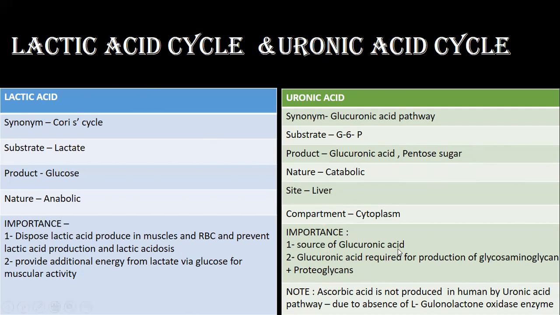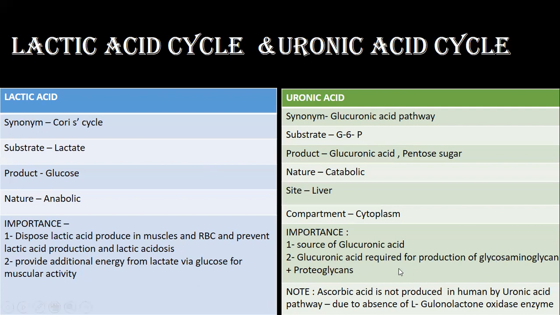Then its importance: it is the source of glucuronic acid, and glucuronic acid is required for the synthesis of glycosaminoglycans and proteoglycans. Another importance is that a deficiency in the pathway leads to the condition of essential pentosuria. So these are the importance of it.